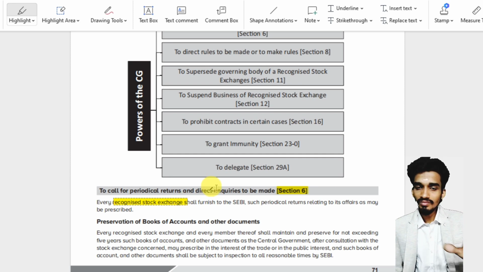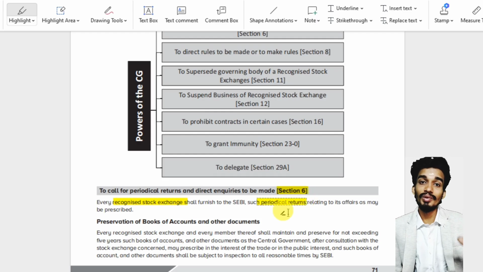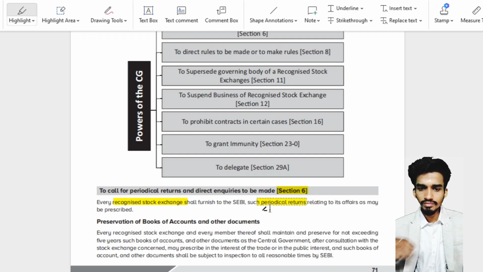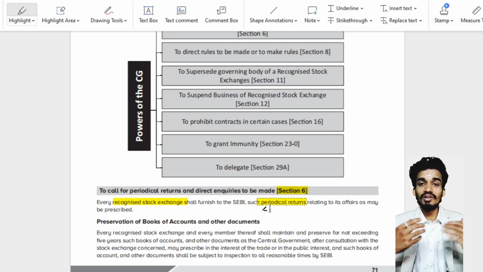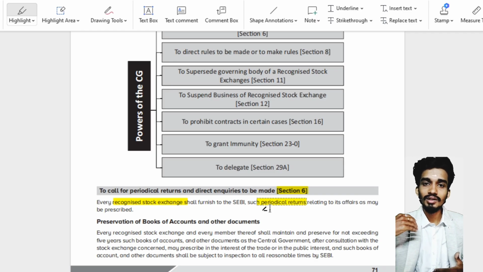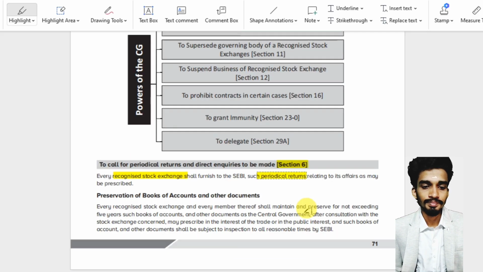Every recognized stock exchange has to give periodical returns relating to the affairs of the company. What are the things that have taken place? What are the transactions which have to be periodically filed to the SEBI? So the SEBI knows what transactions have taken place.